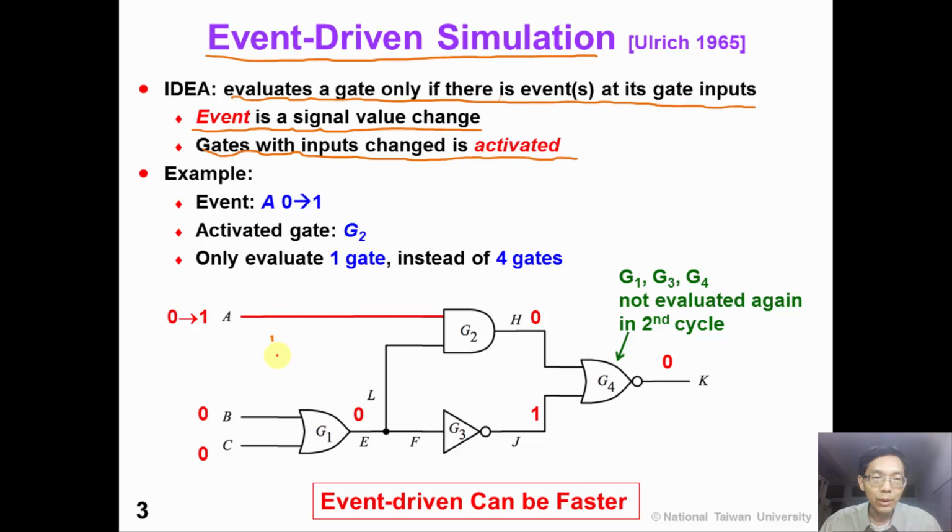For the same example, in this circuit, A is rising from 0 to 1. This is called an event. And gate G2 is activated. In the event-driven simulation, we only evaluate gate G2 instead of all the 4 gates. So event-driven simulation can potentially be faster when there are a few events in the circuit, which is oftentimes the case.